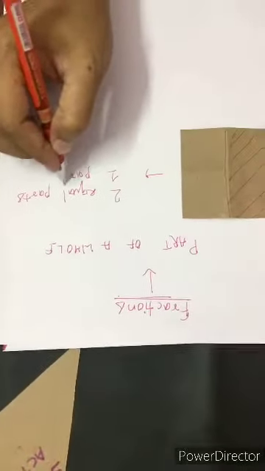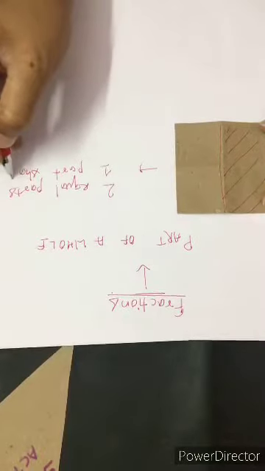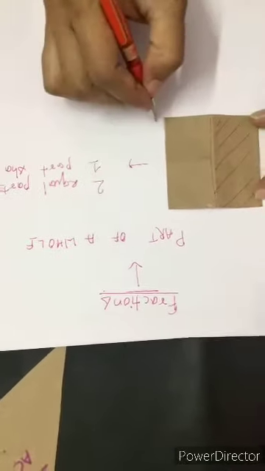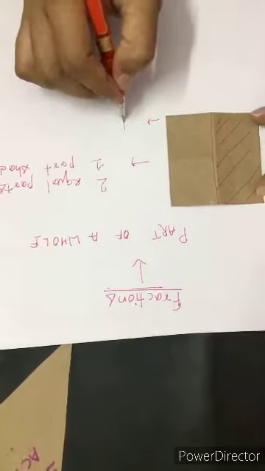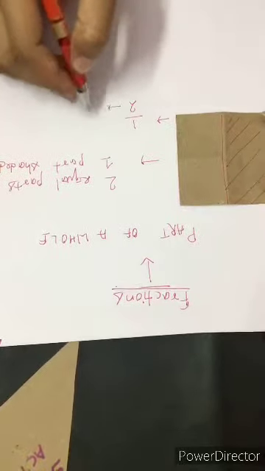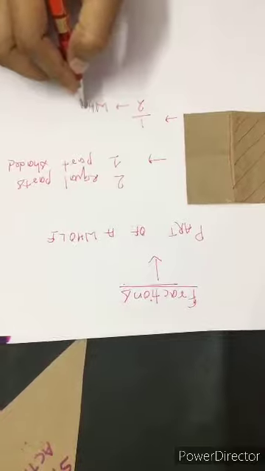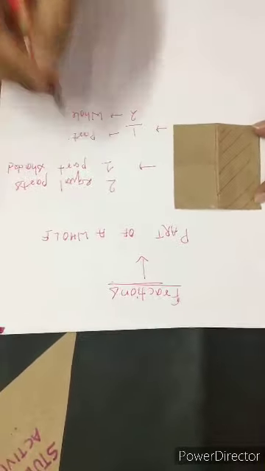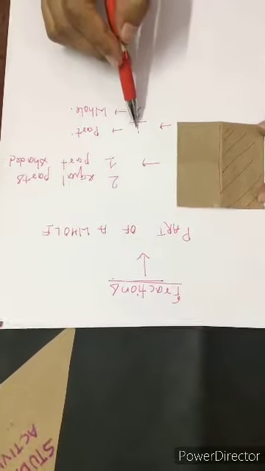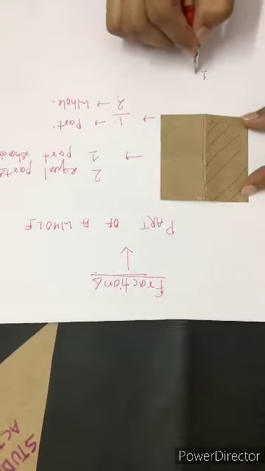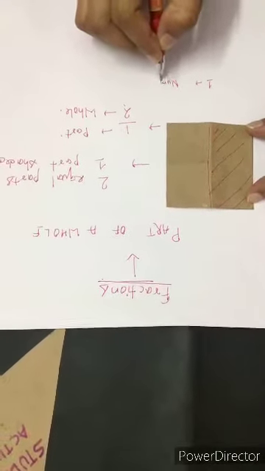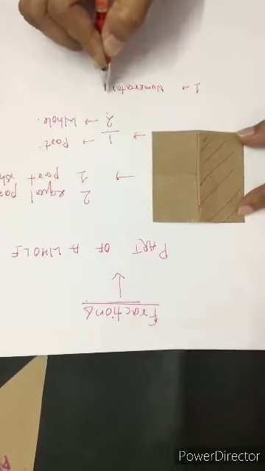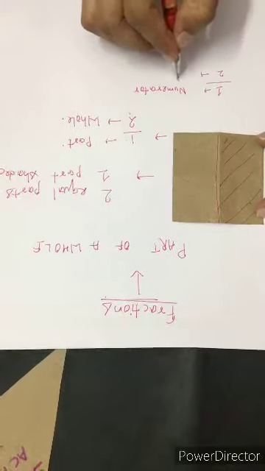And now what I am doing? I am shading one part. One part is shaded. Now, so the fraction of the shaded part will be 1 out of 2, where 2 is the whole and 1 is the part. That's why this is known as fraction 1 by 2. And here 1 is the numerator and 2 is the denominator.